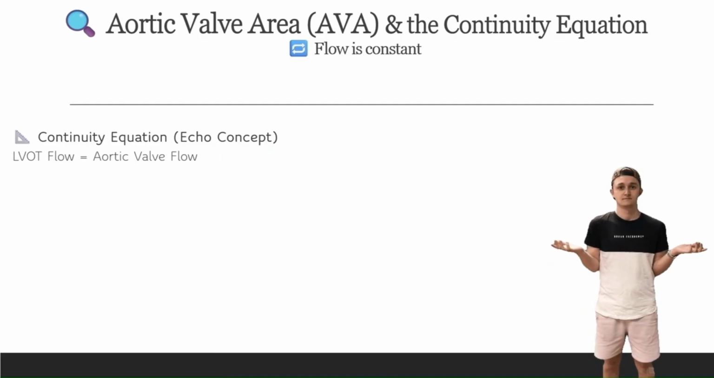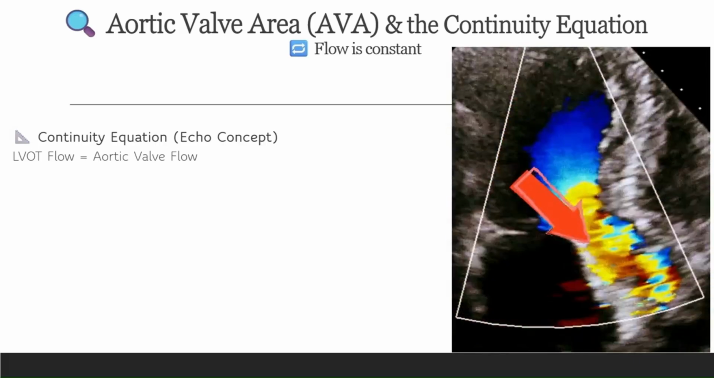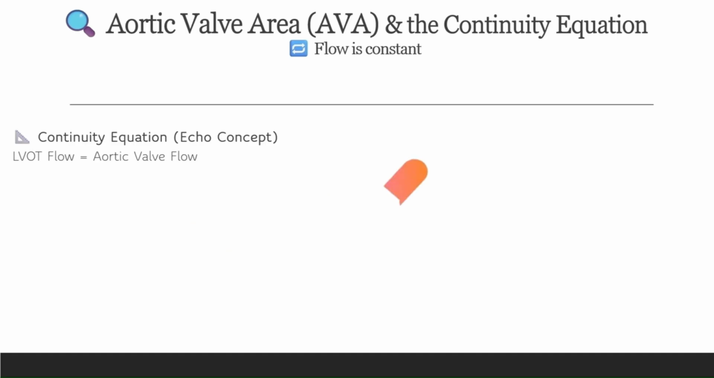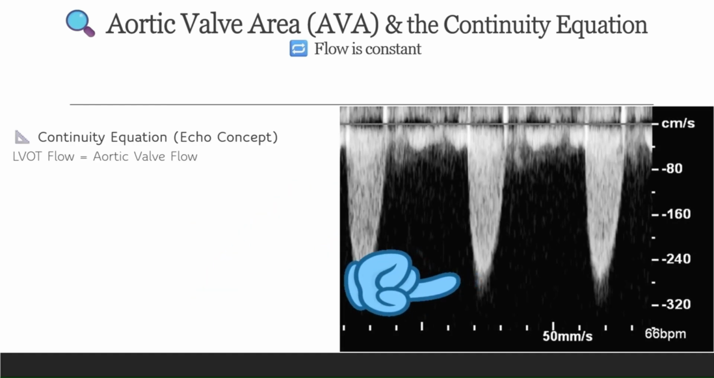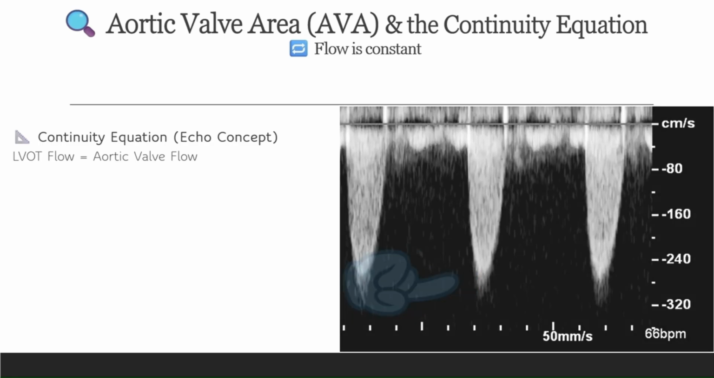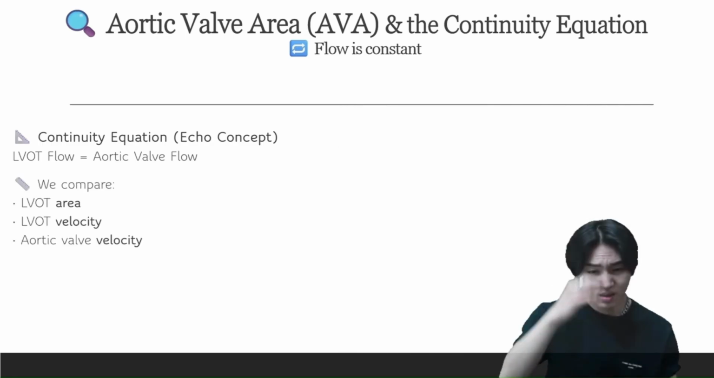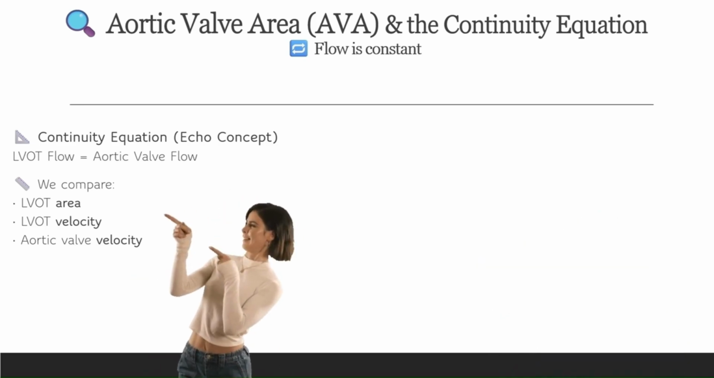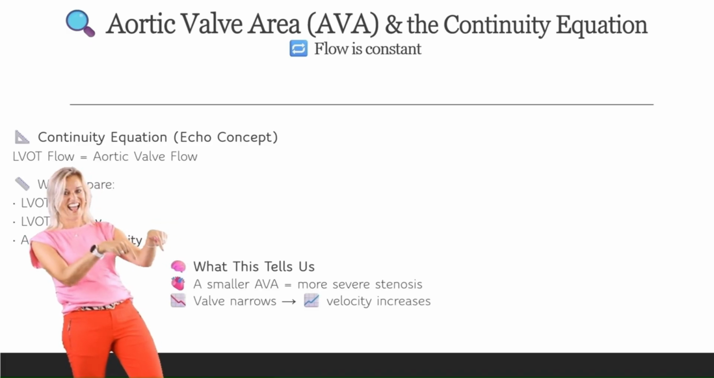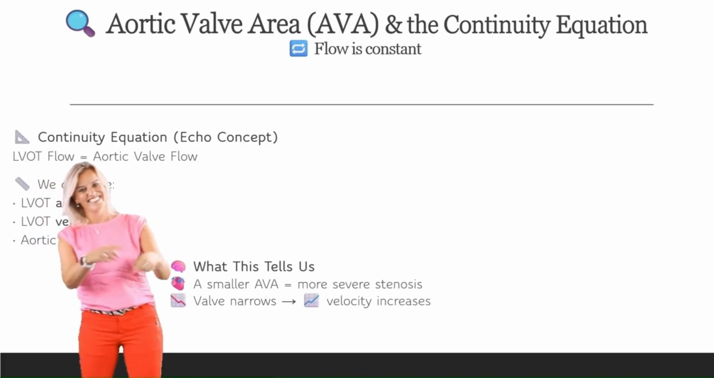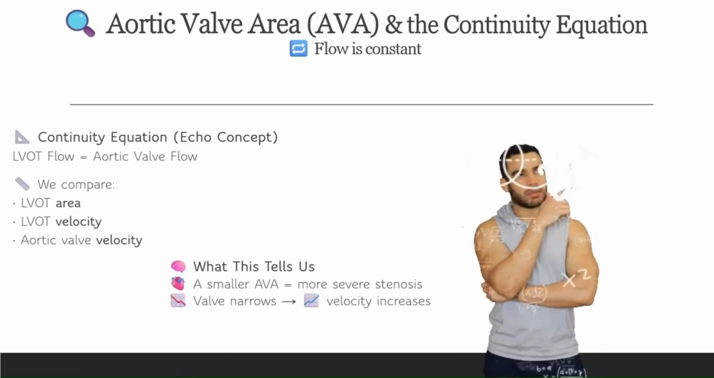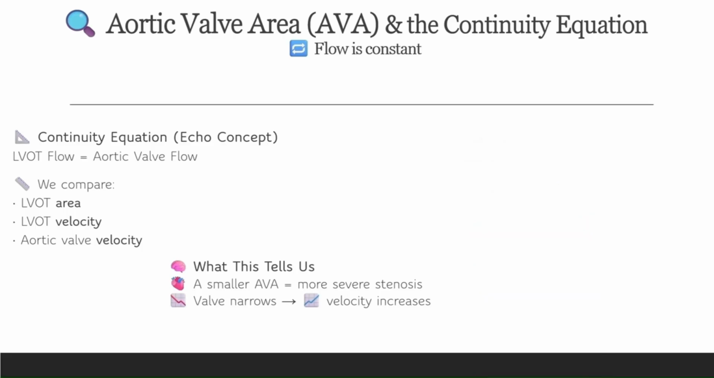Why do velocities increase? If the valve opening becomes smaller, blood still has to get through. When the area decreases, velocity must increase to maintain flow. That is why severe aortic stenosis produces very high velocities. What exactly does the continuity equation do? This equation uses measurements from the LVOT and compares them to flow across the aortic valve. From this, we calculate the aortic valve area, which tells us how tight the valve actually is.